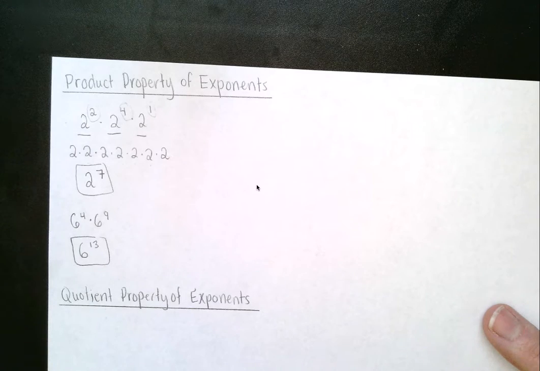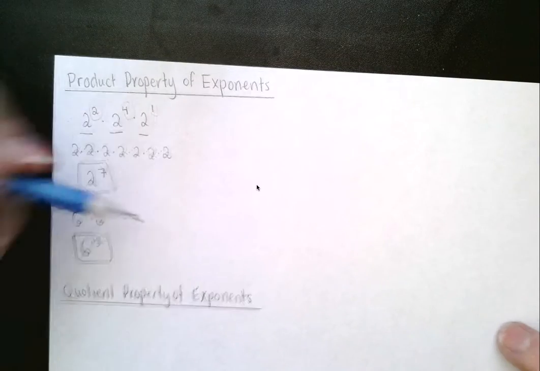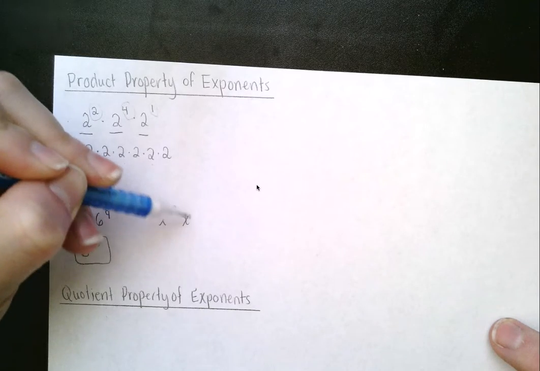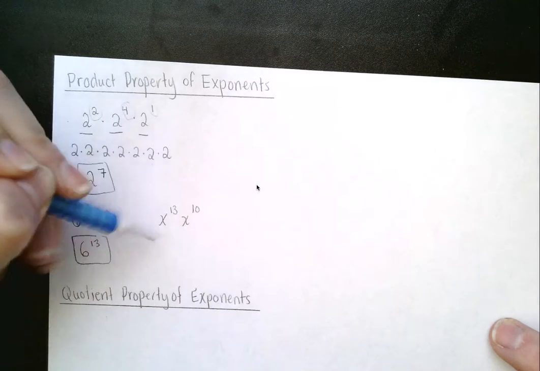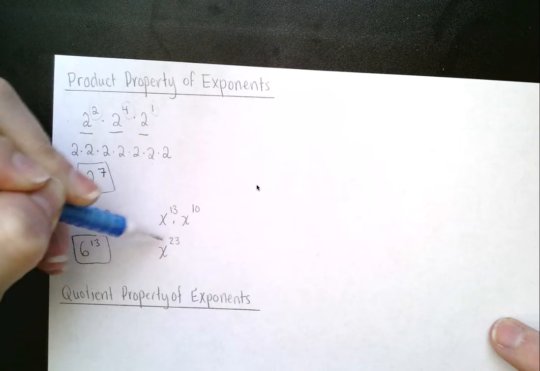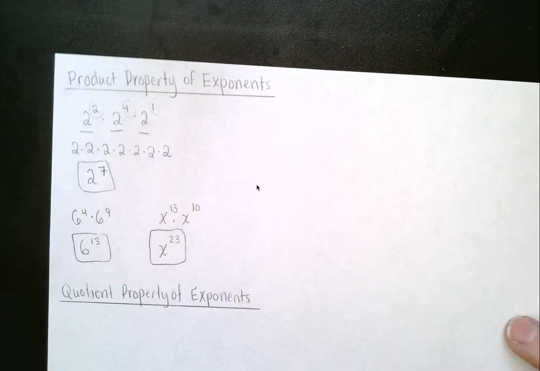This also works for variables like x or y. If I have x to the 13th times x to the 10th, I can simplify that and get x to the 23rd simply by adding the exponents and keeping the base the same.